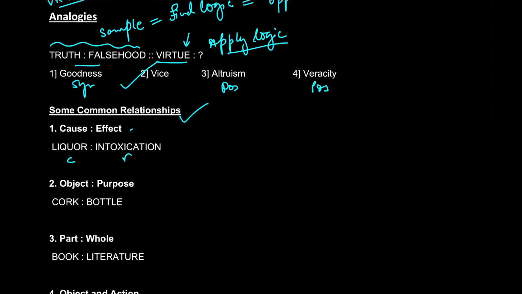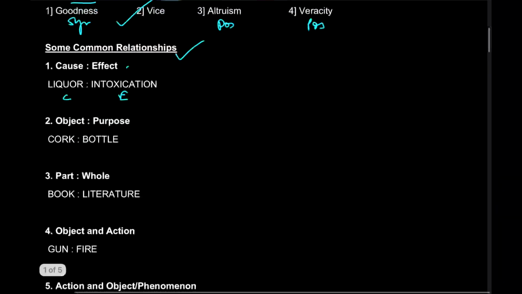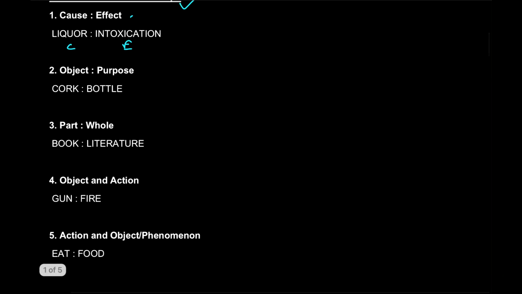So this is the cause and this is the effect, and this kind of a relationship is called cause and effect. So जब भी आपको कोई ऐसा word दिखे तो उसमें से आप कोई एक established relationship को खोजने की कोशिश करना. All right. Moving next, object and purpose is another kind of a relationship.